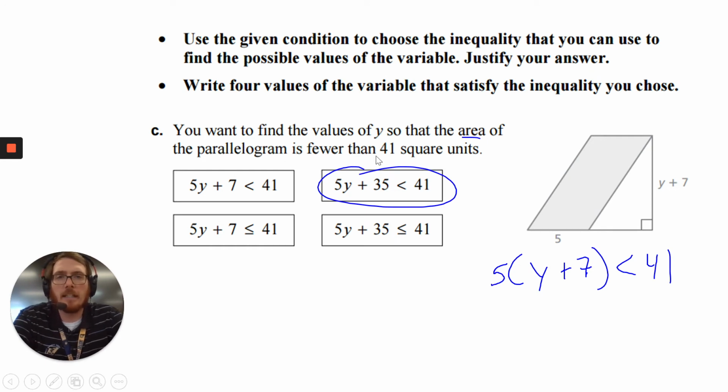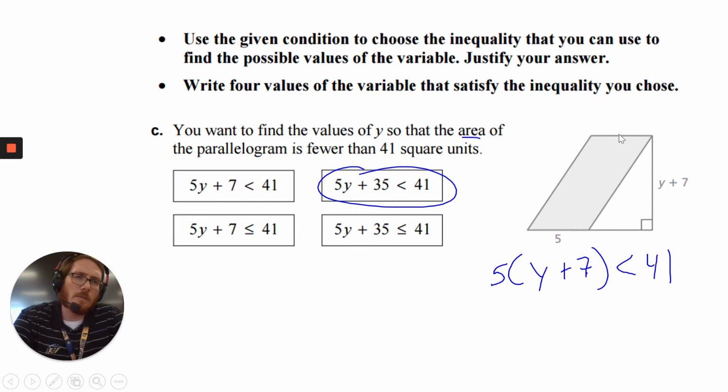For the next one, it says the area of a parallelogram, fewer than 41, so we know it's less than 41. On a parallelogram, don't forget, to find the area, it's base times height, and so the height always has to make a right angle, similar to what triangles require. So that's y plus 7, and then 5 is the base.